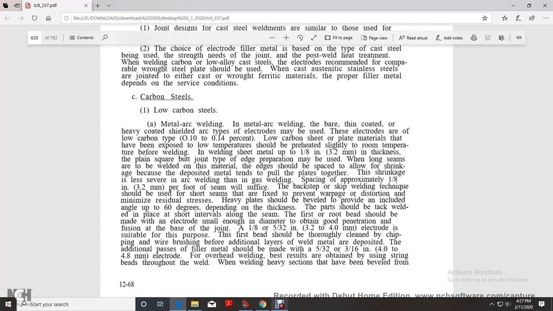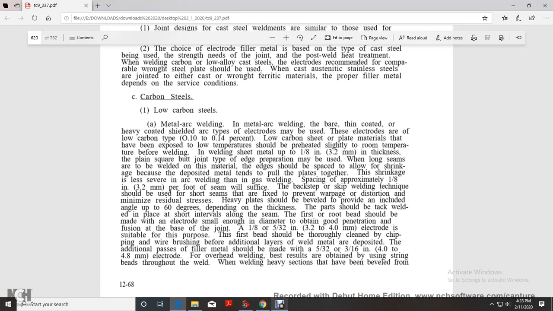Alright, surface carbon steel, low carbon steel with metal arc welding, with thin coated and heavy coated steel electrodes of the arc type. The electrodes are low carbon type. Low carbon sheet and plate material that have been exposed to low temperature should be preheated slightly to room temperature before welding. Welding sheet metal up to 1/8 inch thick.